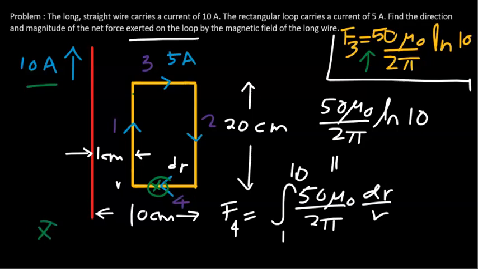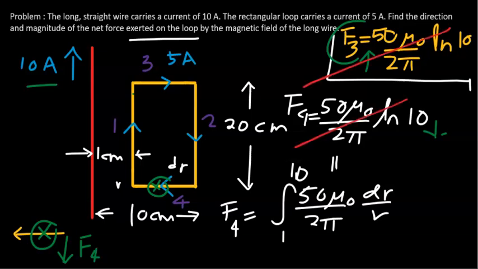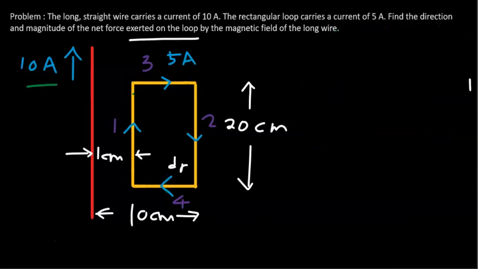So if the magnetic field is going into the plane and the current is going to the left, the direction of that force F4, according to the right-hand rule, will be going downward, opposite to that of F3. So the direction of F4 is going downward. So you immediately see F3 and F4 cancel each other. They have the same magnitude, but opposite directions. That will leave us with only two sides, 1 and 2. So let's look at side 1.